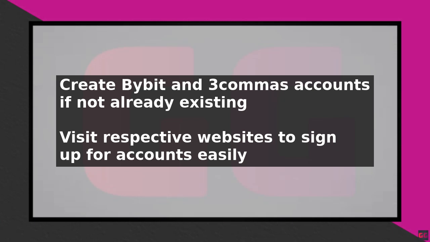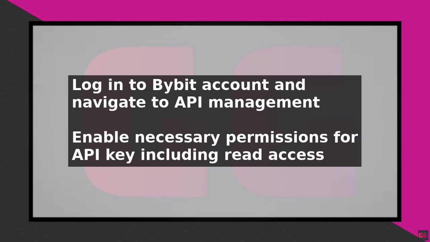First, log into your Bybit account and navigate to the API management section. This is usually found in the account settings or dashboard. Create a new API key by clicking on the Create API button and give it a label, such as 3Commas. You will need to enable the necessary permissions for the API key, including read and write access to your account.